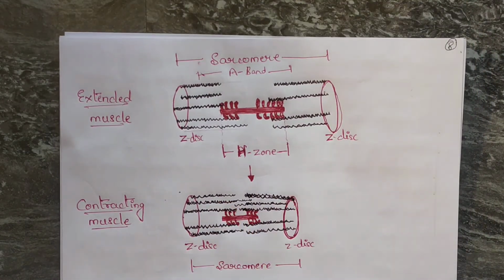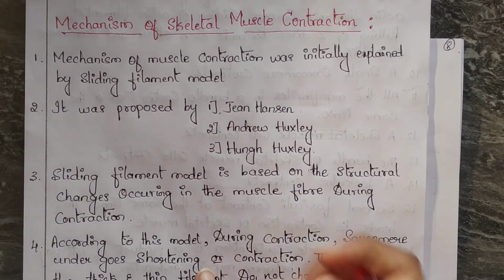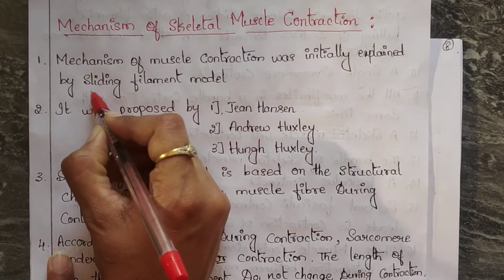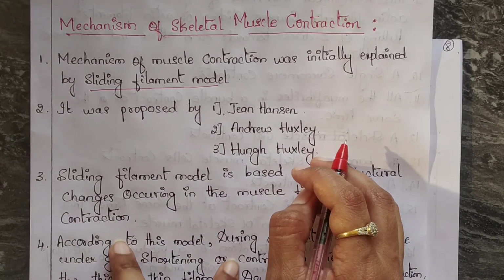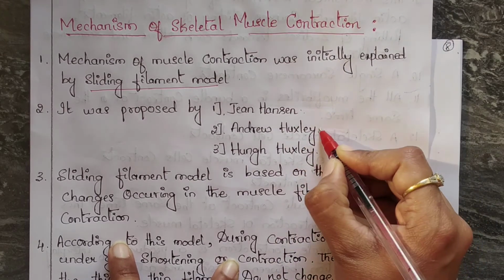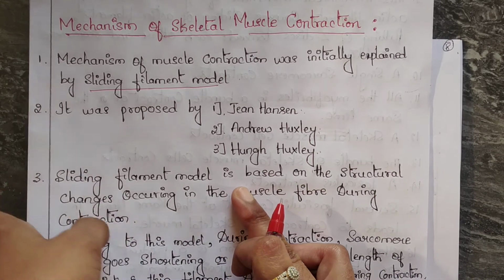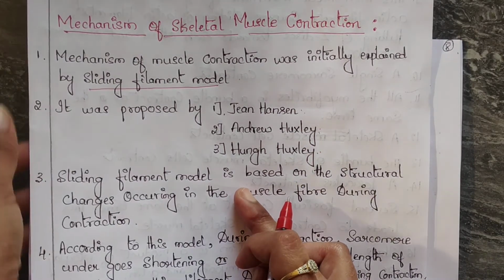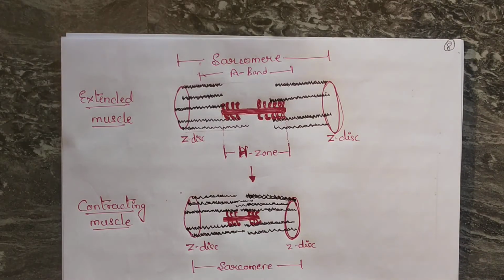For that, many theories have been proposed. Among them, the well accepted theory is the sliding filament model. The sliding filament model or sliding filament theory was proposed by Jean Hanson, Andrew Huxley and Hugh Huxley. Basically it is based on the structural changes occurring in the muscle fiber during contraction.